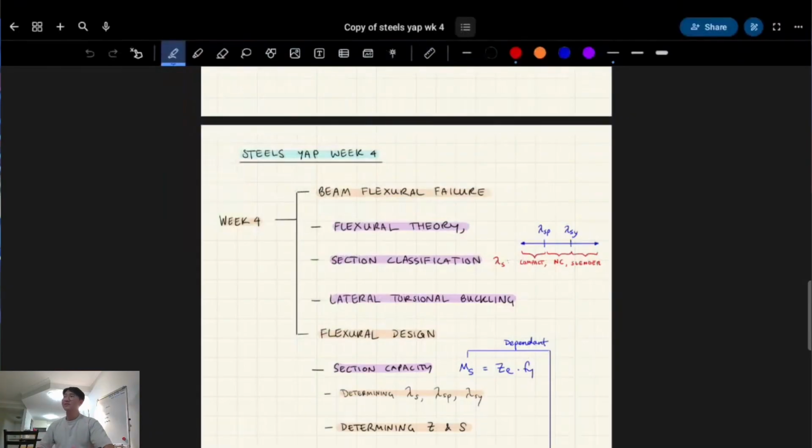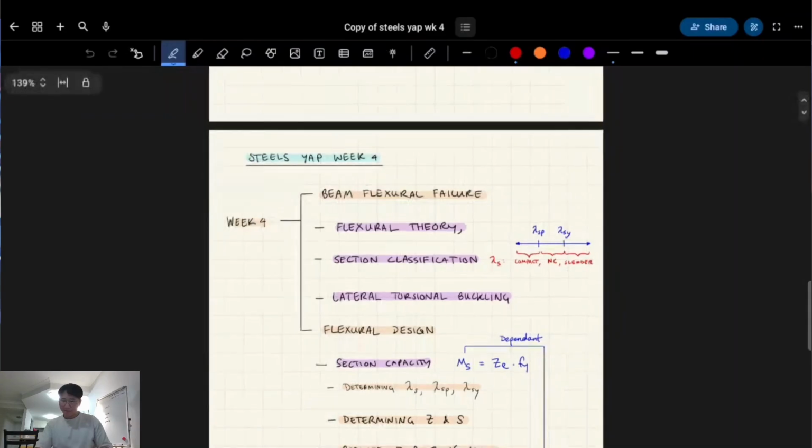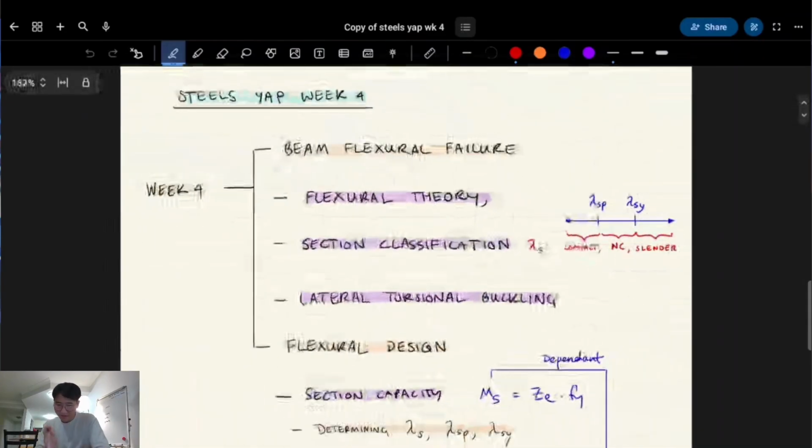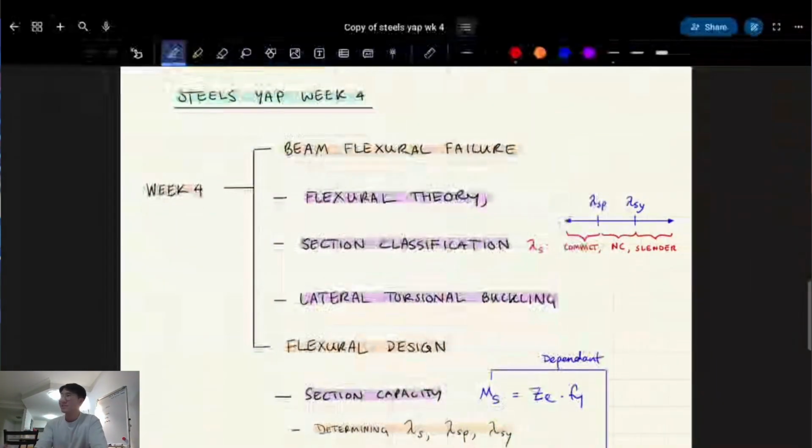To week 4, Steel's out, okay? So we're gonna go over beam flexural theory, and then we'll go over everything leading up to being able to do flexural design. So flexural design, by the way, is another way of just saying bending moment design, right?